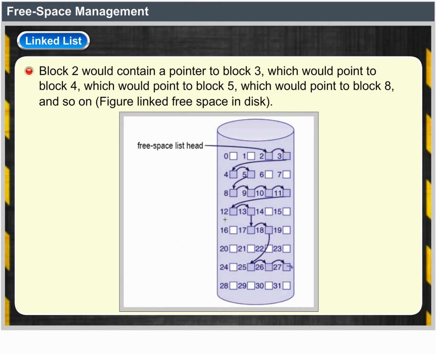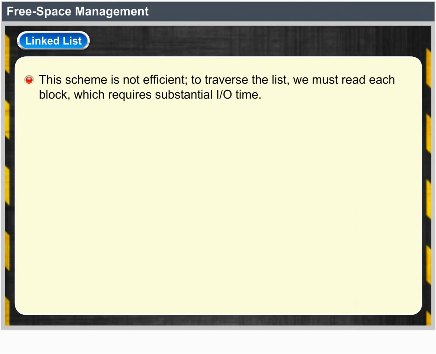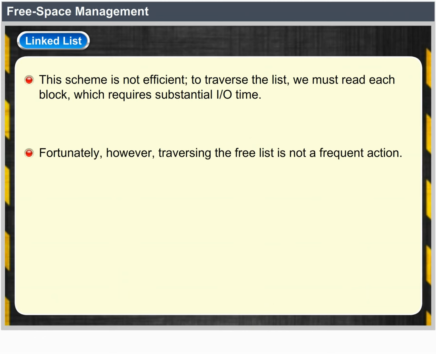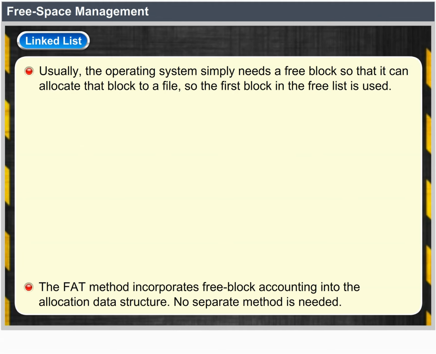Figure: linked free space in disk. The scheme is not efficient. To traverse the list, we must read each block, which requires substantial input-output time. Fortunately, however, traversing the free list is not a frequent action. Usually, the operating system simply needs a free block so that it can allocate that block to a file, so the first block in the free list is used. The FAT method incorporates free block accounting into the allocation data structure. No separate method is needed.